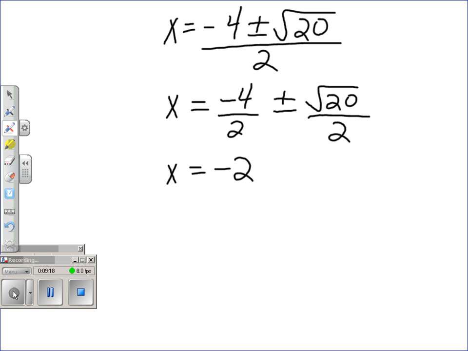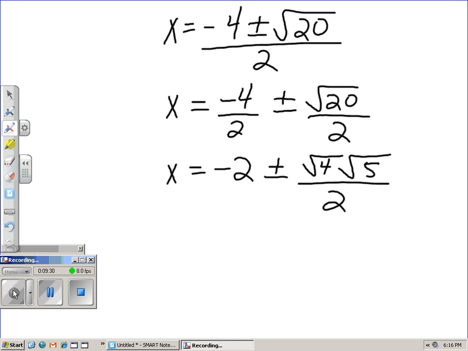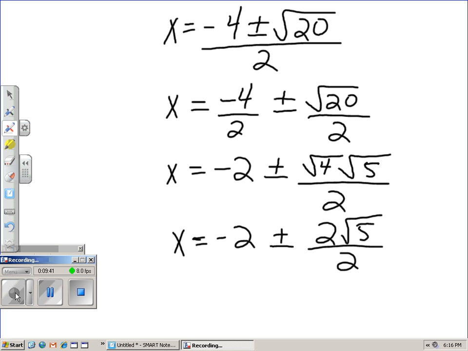All right, let's simplify. We got negative 2, plus or minus. Now the square root of 20, that's a big square root. I bet there's a perfect square hiding inside of there. So I do my 2 square roots and I look for that perfect square hiding inside. There is a perfect square. Radical 4 times radical 5. Square root of 4 is going to be a perfect square. So I break that 20 into 4 times 5 because square root of 4 is going to turn into a 2 in a second. And there it is, x equals negative 2 plus or minus 2 radical 5 over 2.